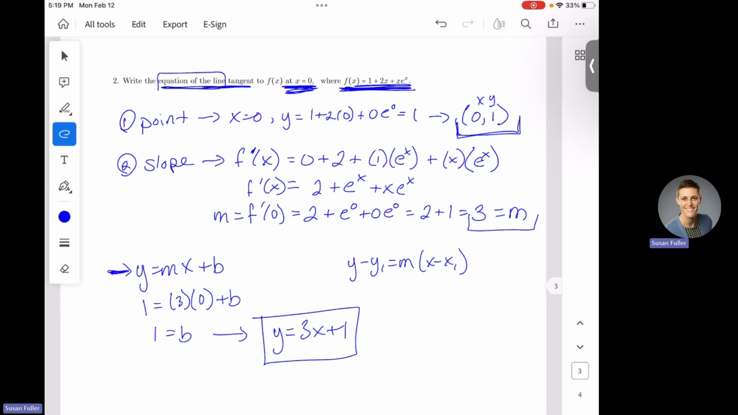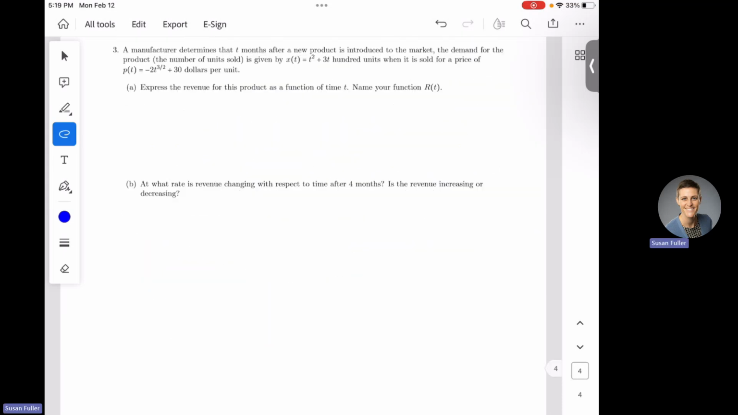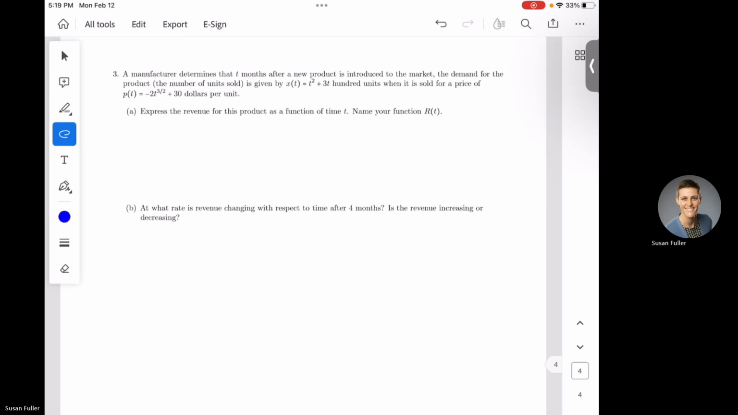And this will pretty much always be your process for the equation of a tangent line. You're going to plug your x value into your function to get y. You're going to plug your x value into your derivative to get slope, and then you'll use y equals mx plus b. Okay. And then I want to do one last one.